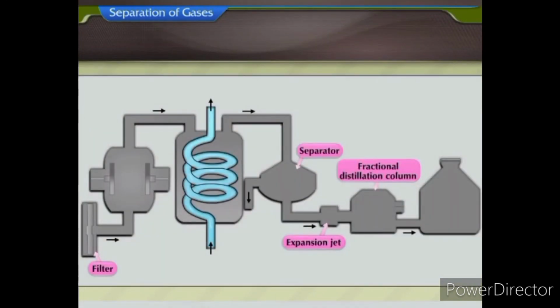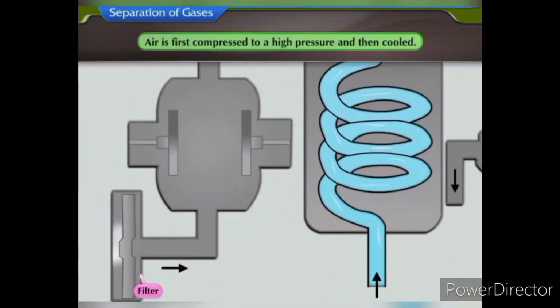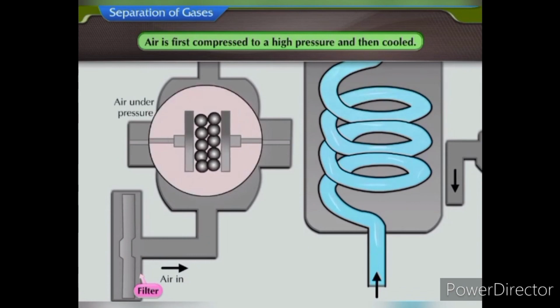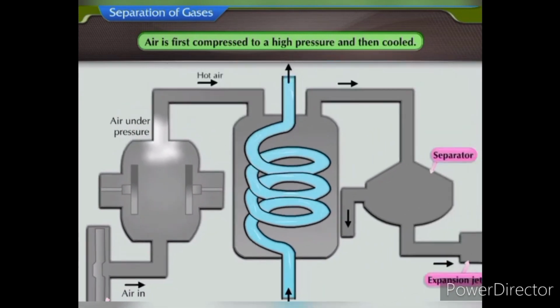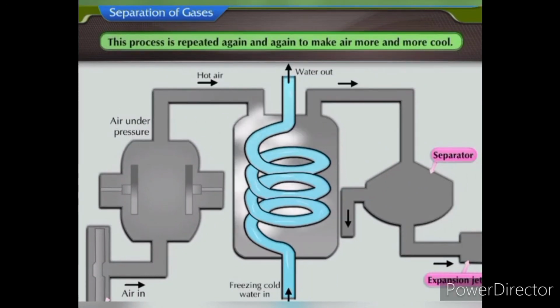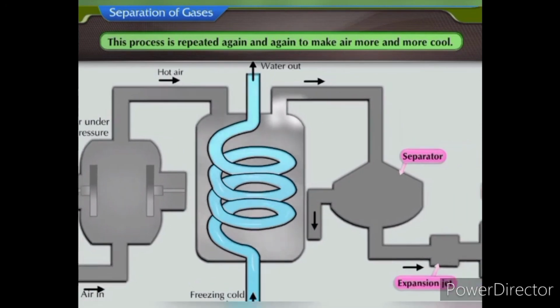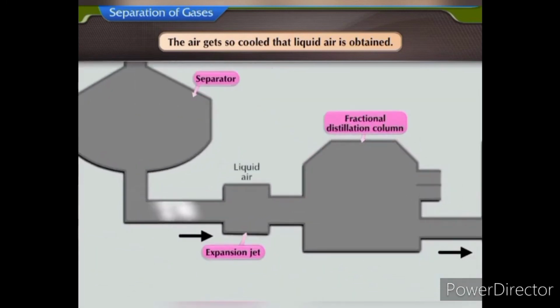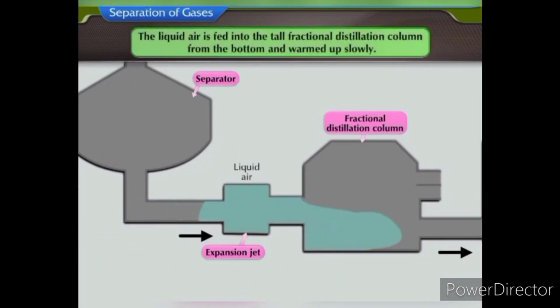Air can be separated into its components by the following steps. Air is first compressed to a high pressure and then cooled. This process is repeated again and again to make air more and more cool. Ultimately, the air gets so cooled that liquid air is obtained. The liquid air is fed into the tall fractional distillation column from the bottom and warmed up slowly.